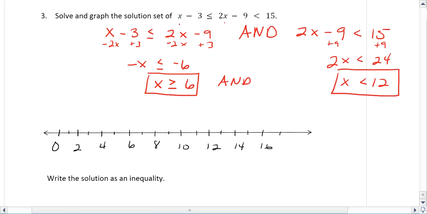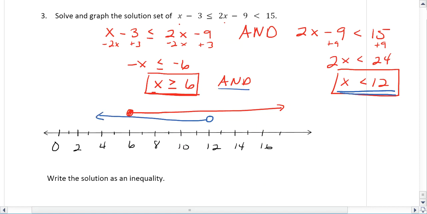So let's graph this first part, x greater than or equal to 6. We'll graph that in red. So if it's greater or equal, we need a closed circle, and greater is an arrow going to the right. Now I'm going to graph this other part in blue, this x less than 12. So let's come over here. Less than means an open circle over the 12, and less than would be going to the left.